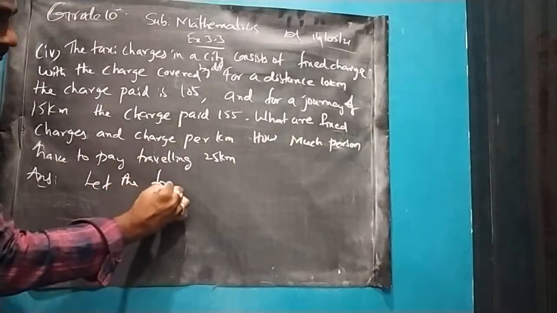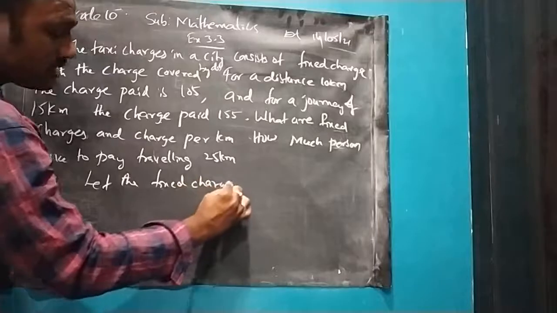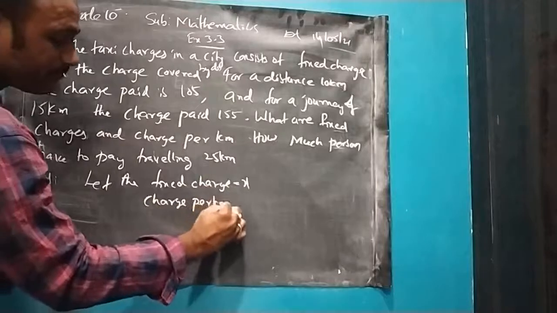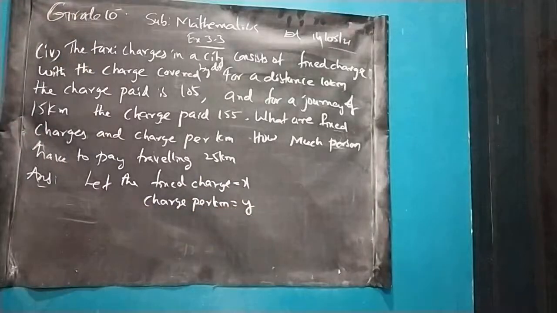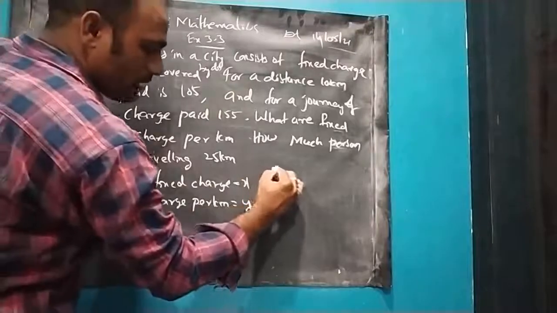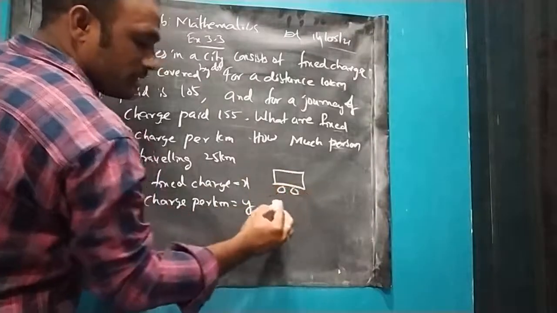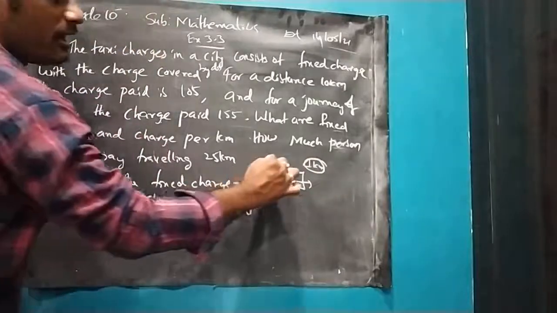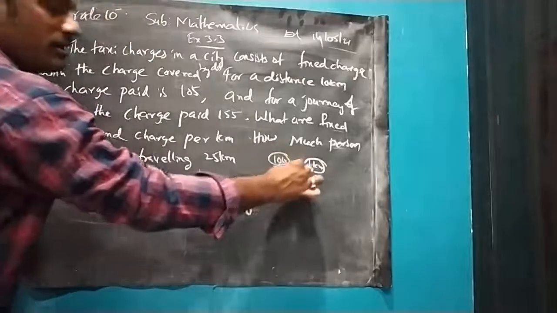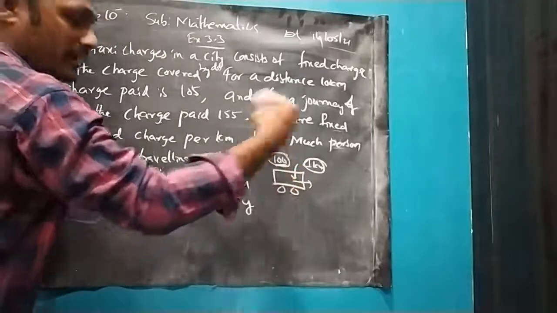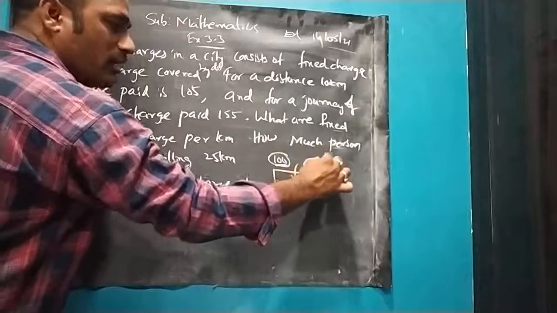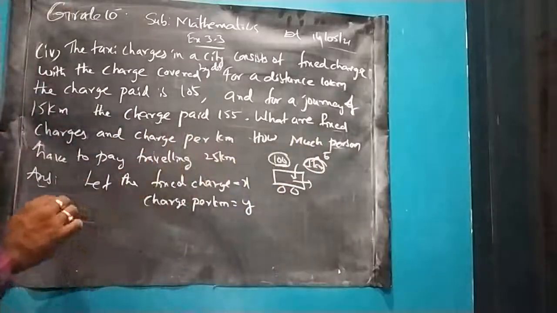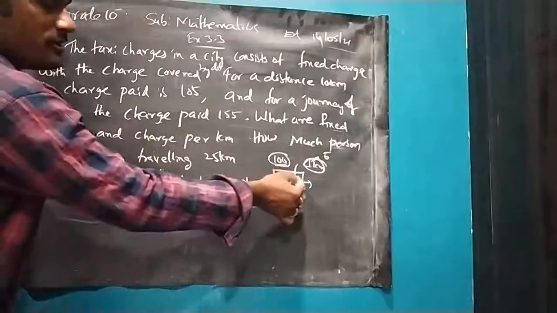Let the fixed charge be X. Next, charge per kilometer is Y. Now observe here a scenario in the city. For example, if this is a taxi, if you are traveling for 1 kilometer also, they will be saying that 100 rupees is fixed. If you are entering into the taxi, 100 rupees you have to pay. In addition to that, if you are traveling 1 kilometer, 5 rupees. Means I am not saying that this is the perfect charge, but they will be fixing in the city one particular charge. So the fixed charges are 100.